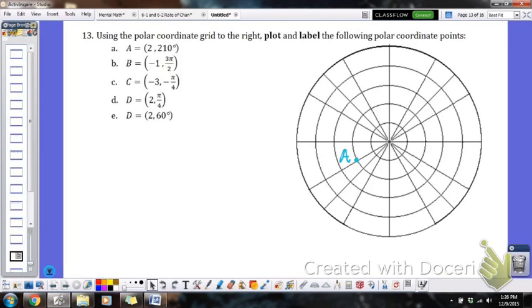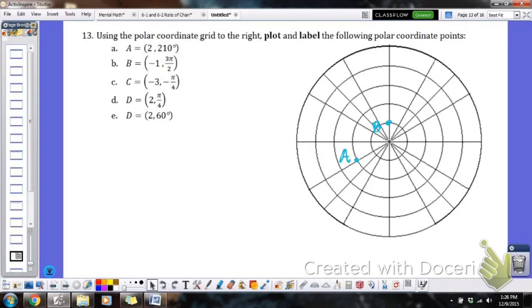Point B is at (-1, 3 pi over 2), so the radius of -1, angle measurement of 3 pi over 2. 3 pi over 2 is this line right here. But since my radius is negative, instead of going out on the line, I will go the reverse direction, -1, putting me right here for point B.